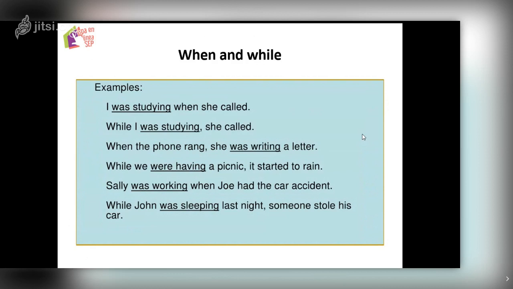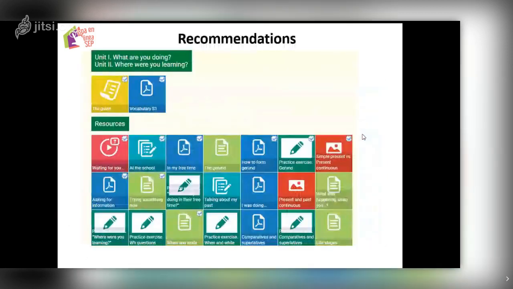Don't worry, I'm going to check at the end if you have some questions. Now, we are going to continue. Recommendations for the activities to do in this module. The first thing that you have to do is to check every icon.